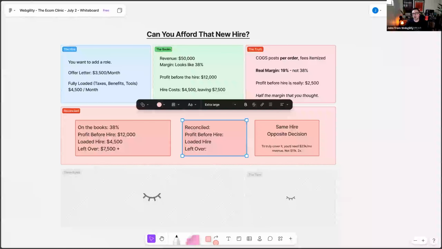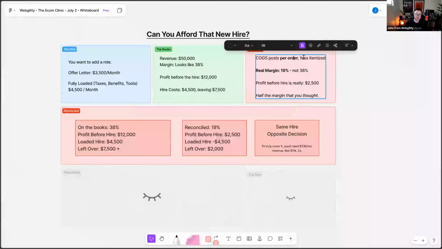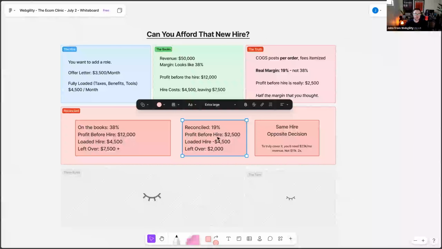But when you reconcile it, when you actually have the real numbers in front of you, your reconciled margin is at 19%. Your profit before the hire is lower at $2,500. Your loaded hire, again, is still at that $4,500. Still an accurate place to start. And then your leftover ends up being negative $2,000. So again, just to drive this home, this is pre-reconciliation. After reconciliation, after you've segmented those fees or itemized those fees and your COGS costs per order, that's what you end up with, right?